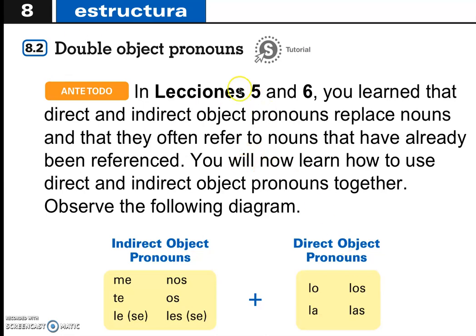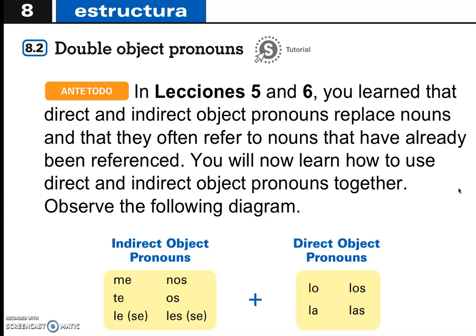Como siempre, vamos a comenzar esta lección o esta lectura con el PowerPoint, ¿no? So I'll go into English now. So let's just see what it says here. En lecciones 5 and 6, you learned that direct and indirect object pronouns replace nouns and that they often refer to nouns that have already been referenced. You will now learn how to use direct and indirect object pronouns together. So we haven't done that before.